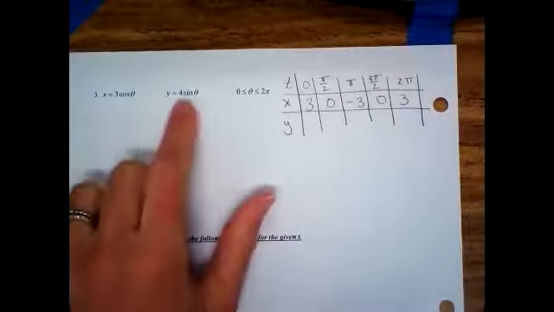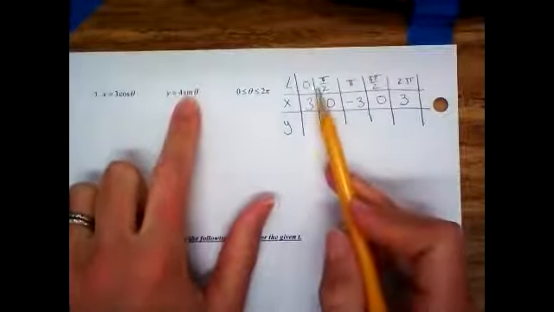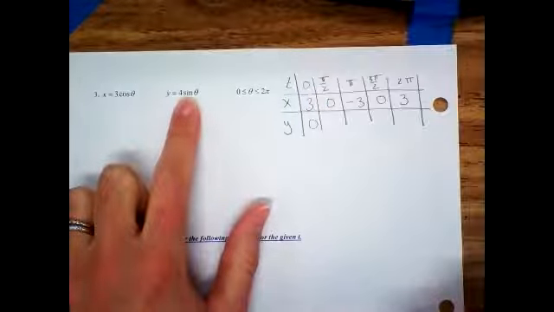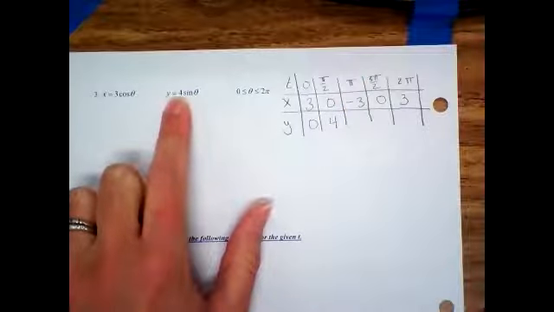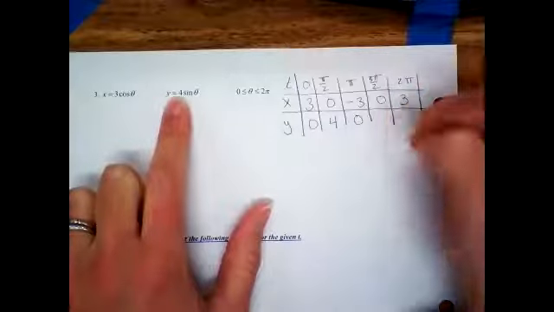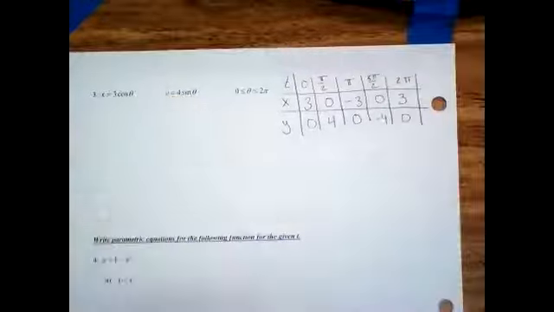All right, now the y's. Sine of 0 is 0. Sine of pi over 2 is 1, times 4 is 4. Sine of pi is 0. This will be -4, and then 0.